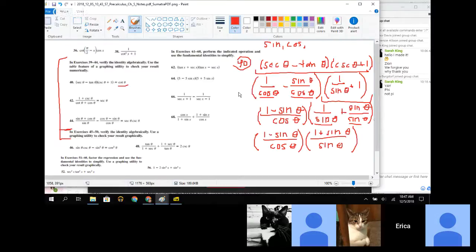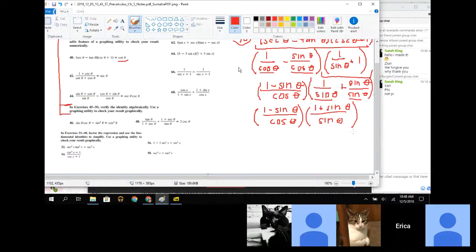Okay, so now I want to combine my sines and my cosines together. I'm multiplying, right? So now I can actually multiply. I can multiply my top, which is 1 minus the sine of theta times 1 plus the sine of theta. And then my bottom becomes the sine of theta times the cosine of theta.